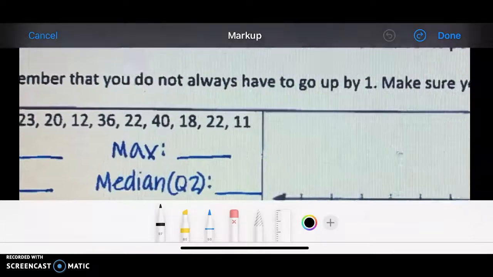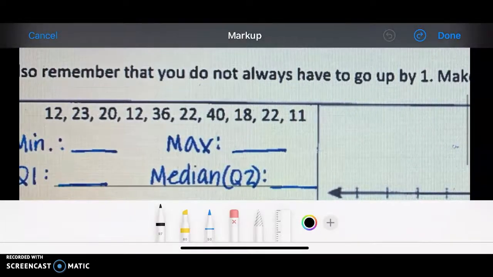And I very strongly recommend marking them out as you go, because if you write one down twice on accident, then all of your information is going to be wrong. So obviously the smallest one is 11. I'll do 11. And then I see a 12 and a 12. I see two 12s.